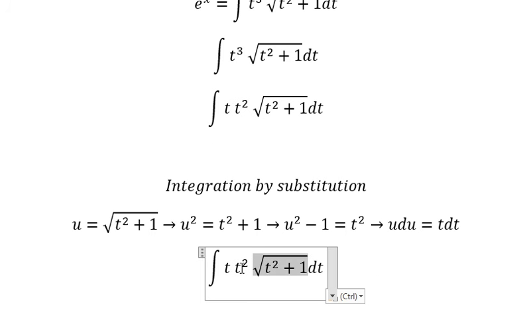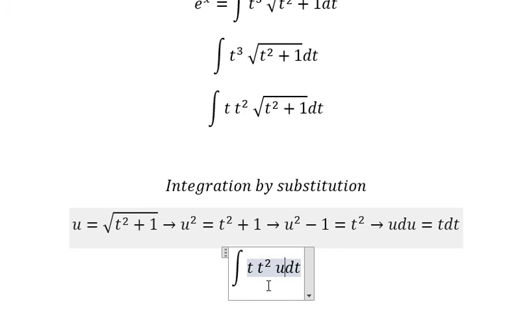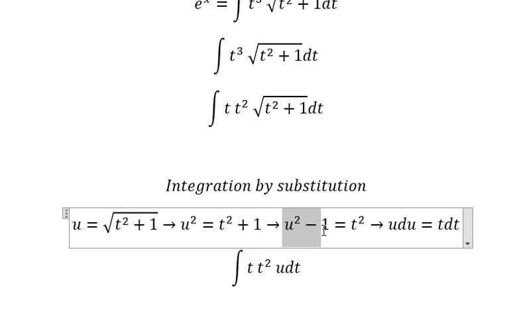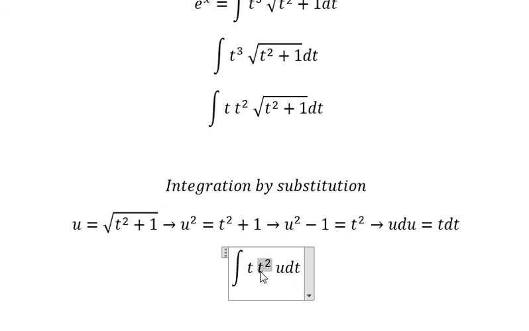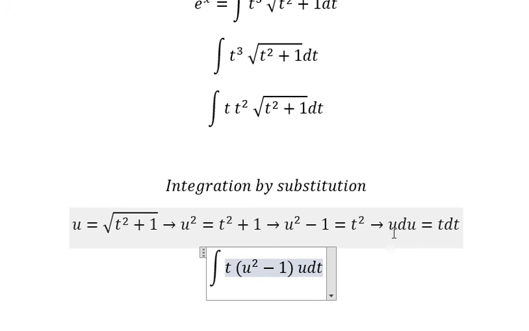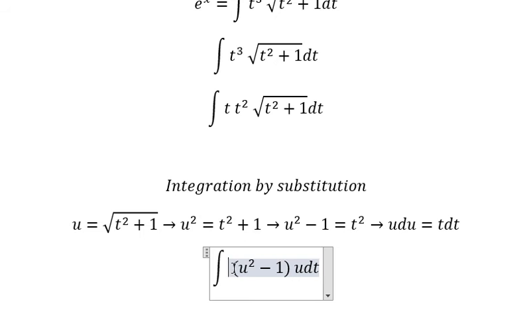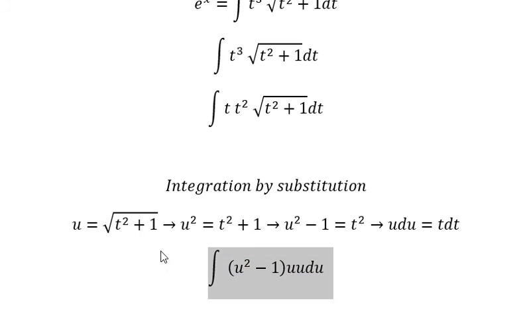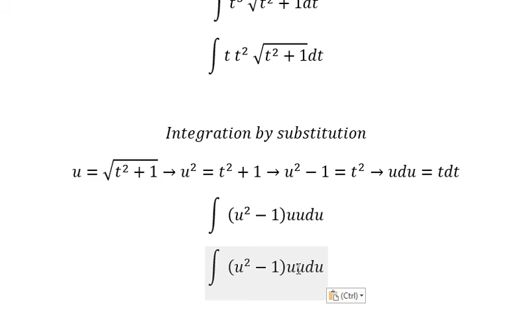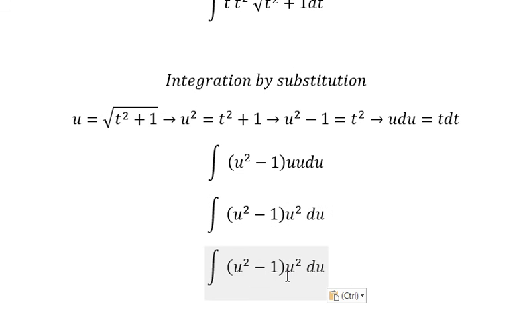The square root we change for u. T square that is about this one. T dt we change for u du. So this one we have u square. Later this one multiplied by this one and this one.